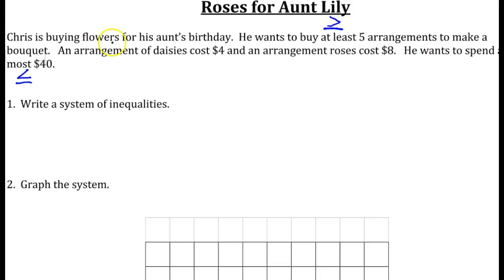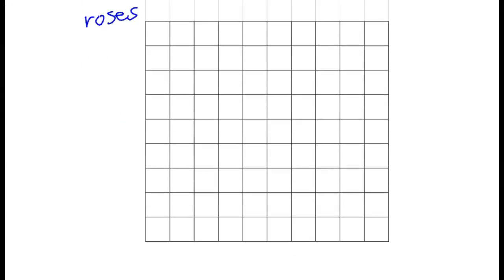So we're buying flowers this time. So I'm going to use D for daisies, which will be like my X variable. I'm going to use R for roses, which will be like my Y variable. So on my graph, I want you to put that on there right away so I don't accidentally mix them up later. So roses will be for Y. Daisies, D-A-I-S-I-E-S, will be here. Right.